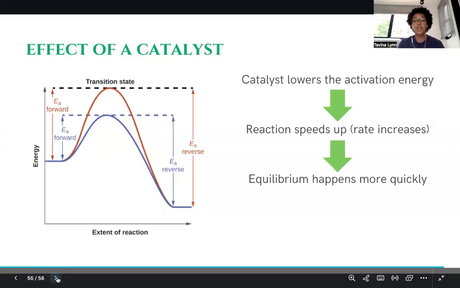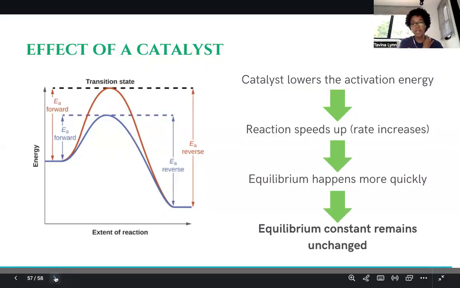As a result, equilibrium happens more quickly. However, the equilibrium constant remains unchanged. So adding a catalyst does not change the equilibrium constant. And if you think back to what our expression is for equilibrium constant, which can be written in the form of based on concentration or partial pressure, K sub C or K sub P, it's based on the amounts of our products and reactants, right? By definition. And those are not changing as a result of a catalyst.